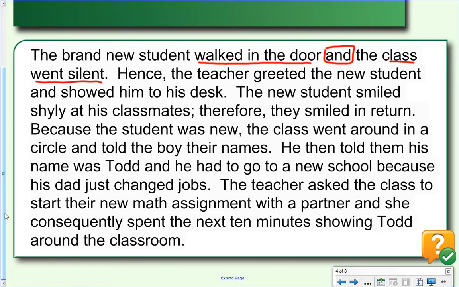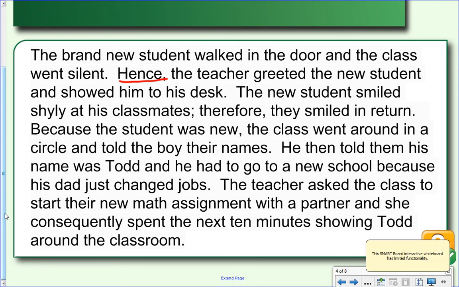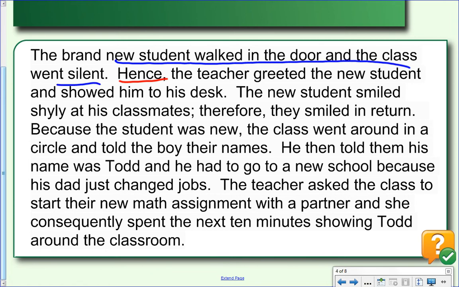All right? Hence, the teacher greeted the new student and showed him to his desk. Okay? This is another thing that could show us cause and effect right here. It's hence. Okay, so then that would change my cause and effect. The brand new student walked in the door and the class went silent. That is my cause. And the effect is the teacher greeted the new student and showed him to his desk. Okay, so this would be my cause. And the effect was that the teacher greeted the new student and showed him to his desk.